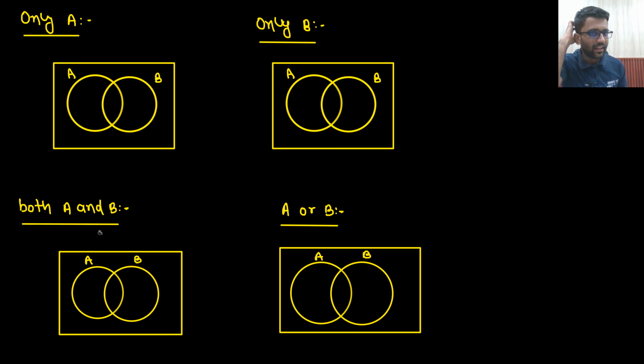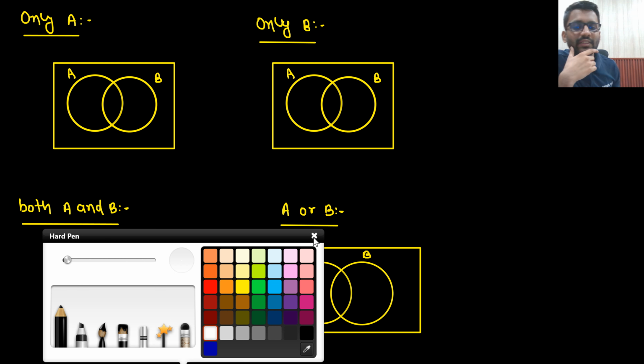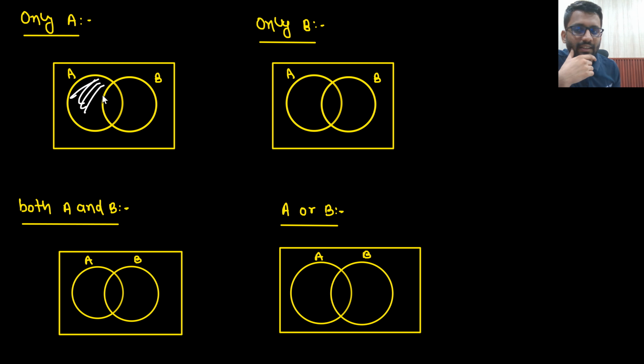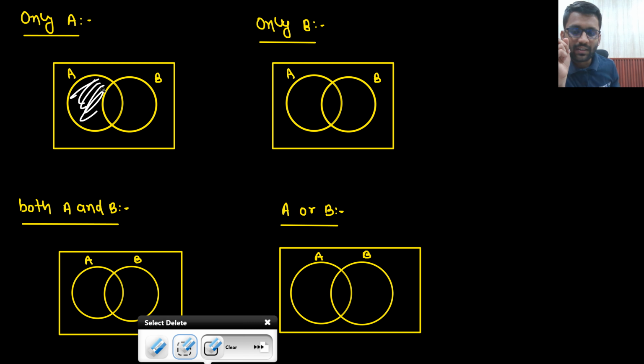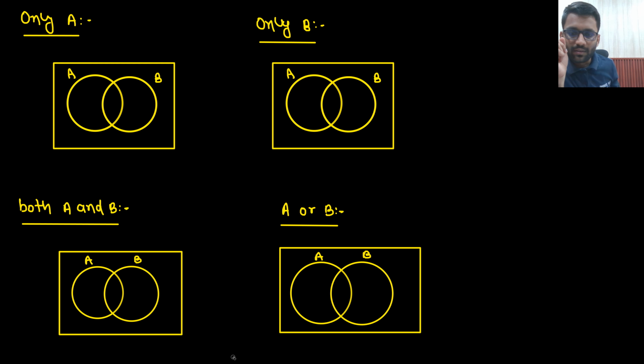If I say only A, what do you understand by only A? This is A, this is A, this is also A, this is also A. But this part will not come in only A, because this part is common in B as well. So only A means only this much of part. If I draw it here, so this will be only A. And what about only B? This will be only B.